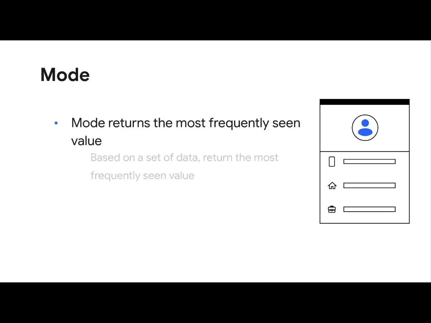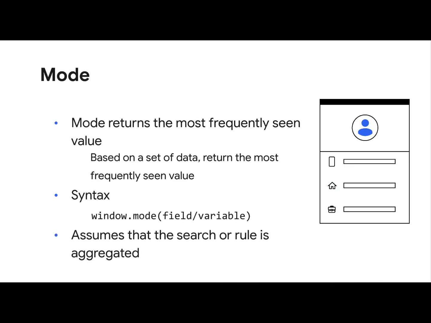Mode is very straightforward. It returns the value that is most frequently seen in the dataset. The function for mode, called window.mode, accepts a single argument, the field or variable it's observing. This function assumes that the data in the rule or search is being aggregated, which again means that there is a match section, and this function will be used in the outcome section. But it can work with numeric fields as well as string fields. Let's look at both of these functions.